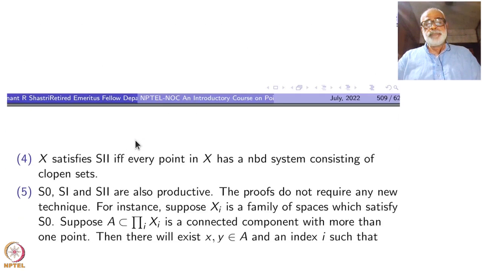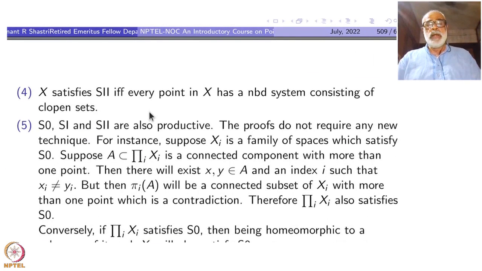All right. Let us go ahead. If X satisfies S2, then every point in X has a neighborhood system consisting of open as well as closed sets. Those things are called clopen sets. And conversely, this could have been taken as a definition of S2.